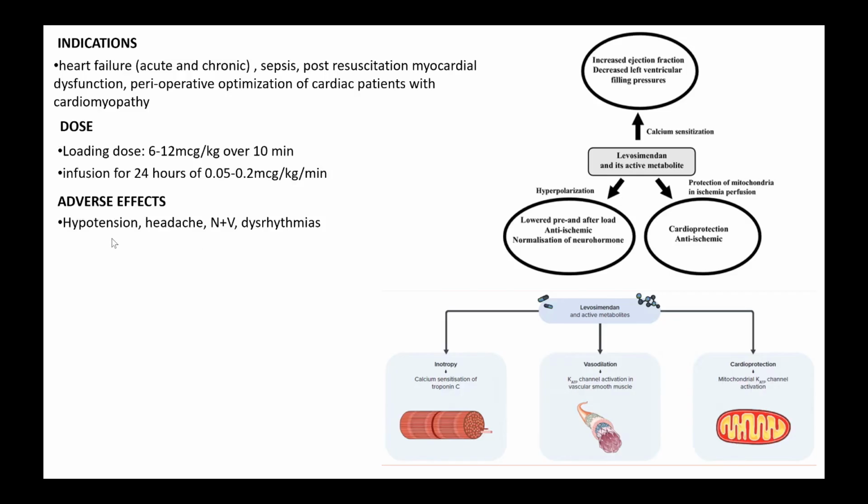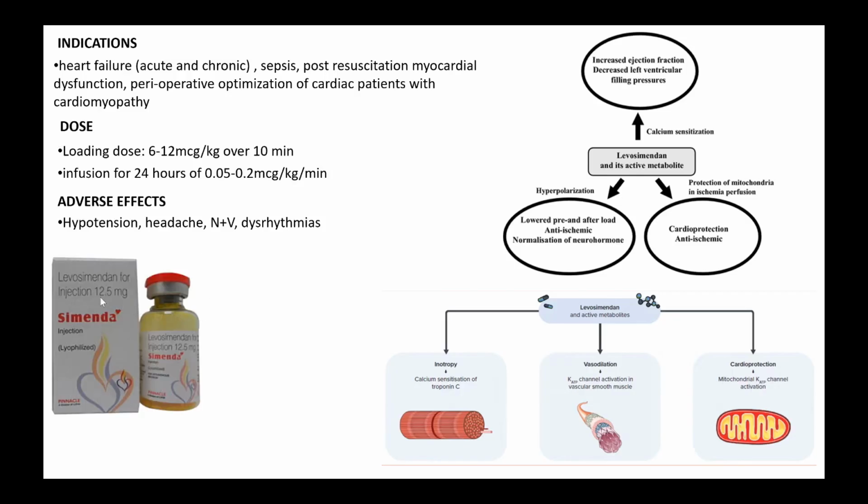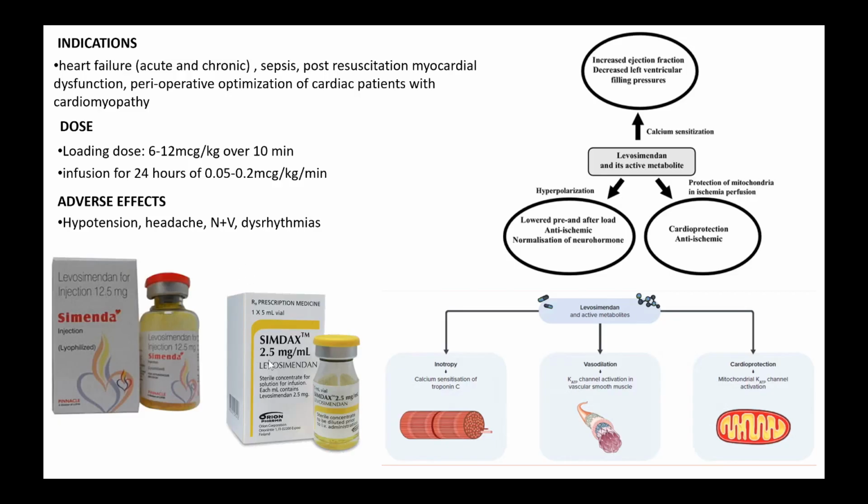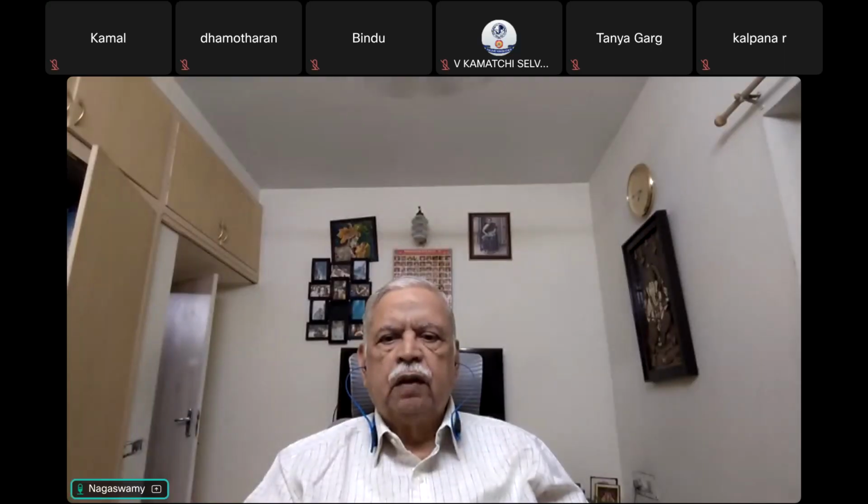Adverse effects: because of the vasodilatation, it can produce hypotension, headache, and dysrhythmias. And this is the 12.5 milligram presentation. It's a lyophilised powder which has to be reconstituted just like your Remimazolam. And a 2.5 milligram per ml dosage is also available. The brand name is Simdax. Levosimendan. So two presentations are available. Okay. That's about the three drugs.